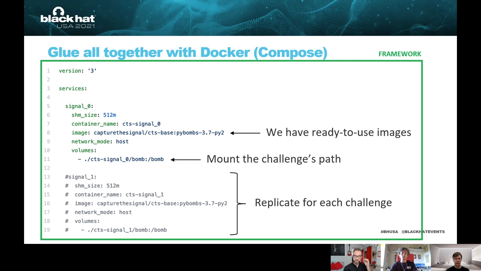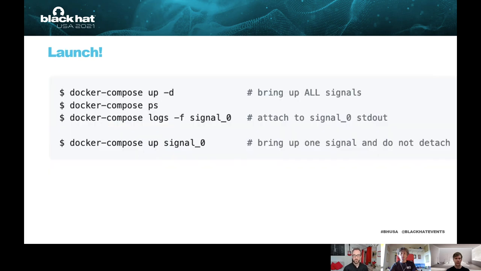Network mode host, of course, this is needed because we want to be able to ignore any port mapping. But if you want, you can also do custom port mapping here. But since everything has to be dynamic, you don't want to do this manually. You want to let the framework calculate the ports by itself. And here we mount the volume because we reuse the same Docker image over and over for simplicity. Okay. And then, well, you launch. You turn up all the Docker Compose services and you check that everything is fine. And if you want, you can also turn up and down an individual signal.